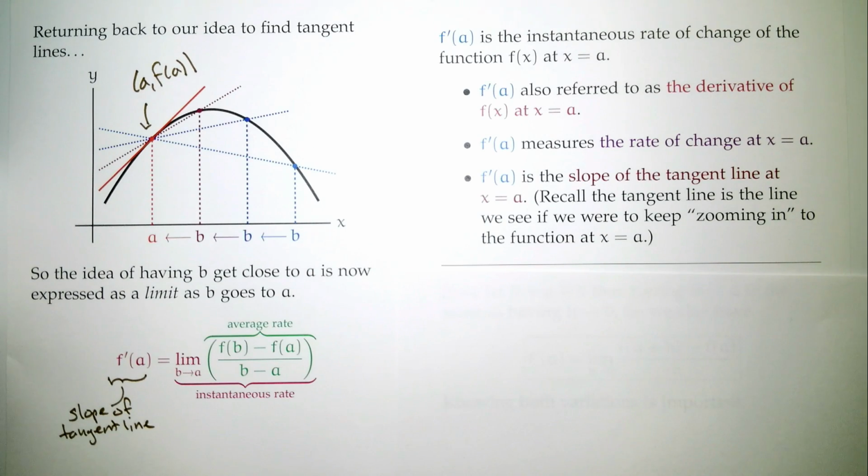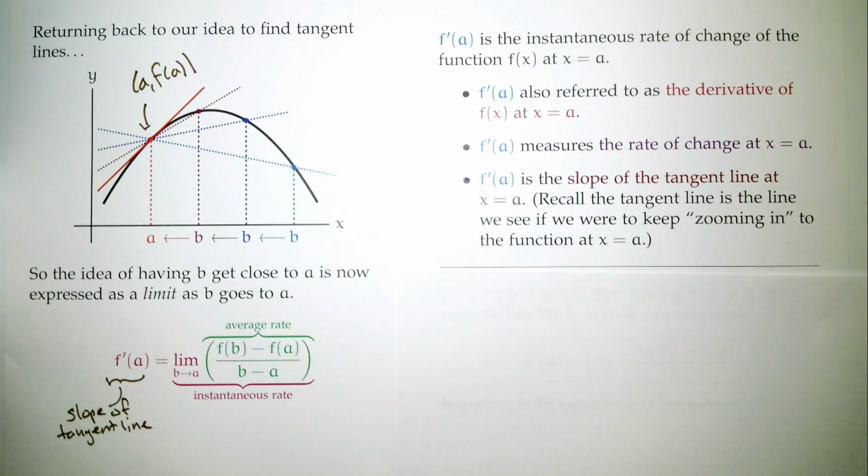So understand, what is f prime of a? Well, we call it the derivative of f of x at x equals a. It's how fast the function is changing at x equals a. It's our slope of our tangent line. So we have all these wonderful things.